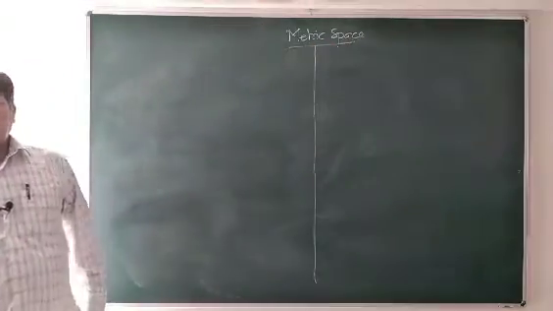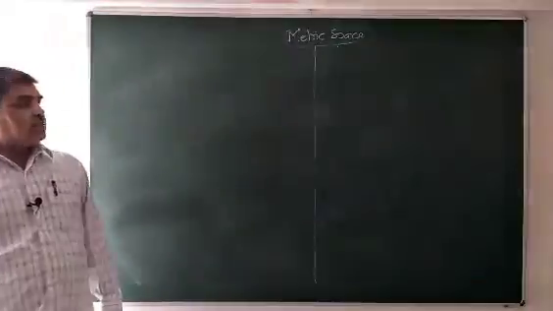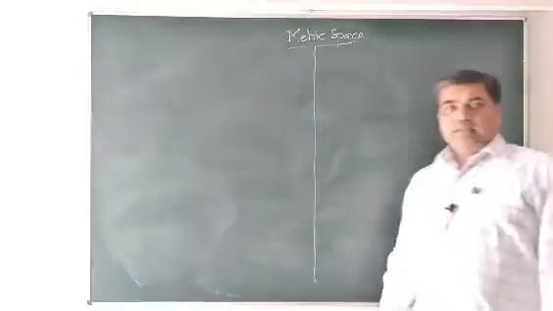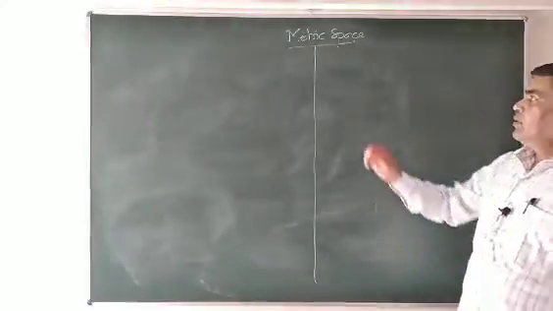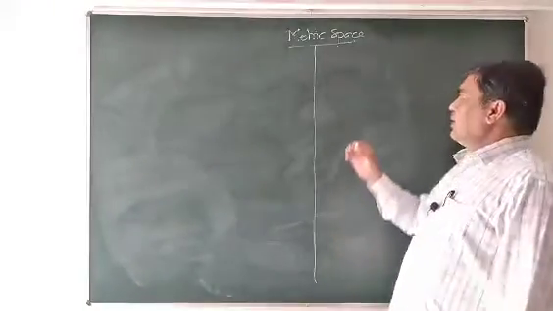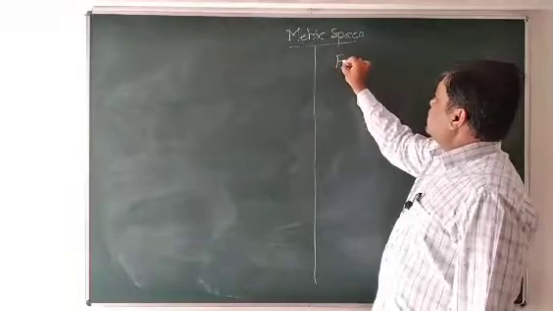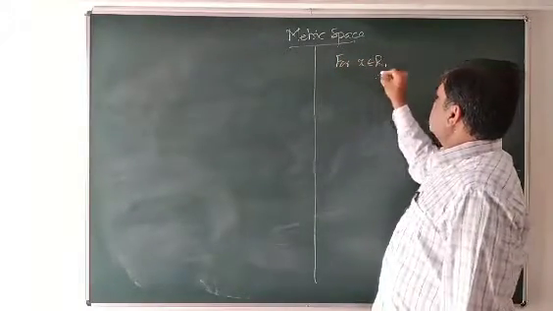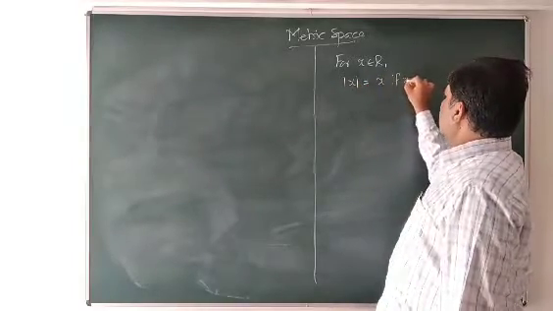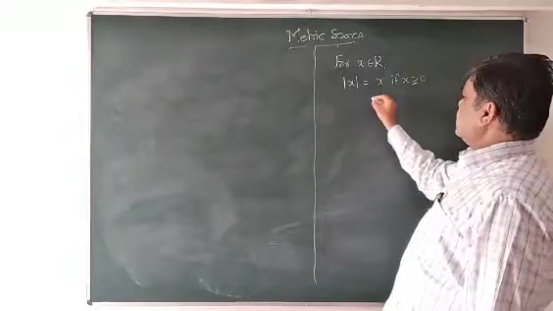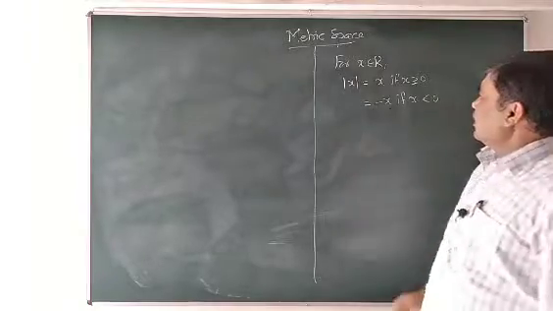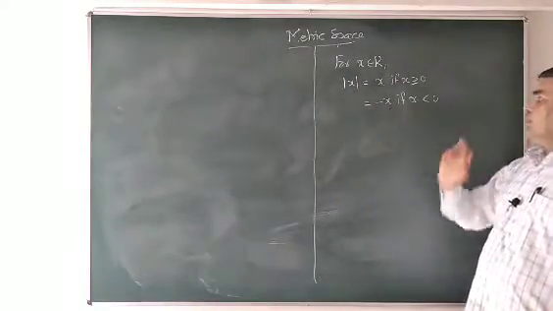You are familiar with distance between two points, distance between two objects. Distance between two objects is always a non-negative number. Before that we will study the concept of absolute value of real number x. For x belongs to R, absolute value of x is x if x greater than or equal to 0, and it is minus x if x less than 0. Means absolute value of x is always a non-negative number.